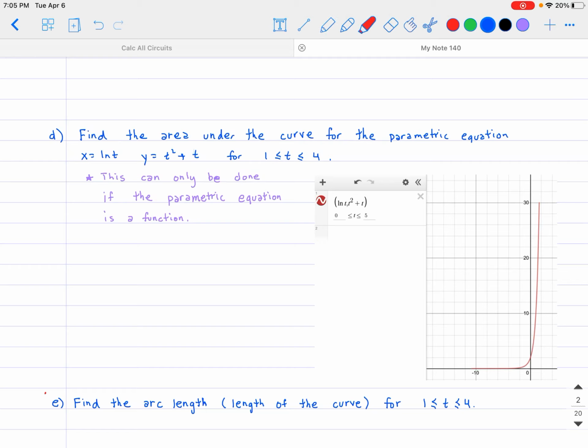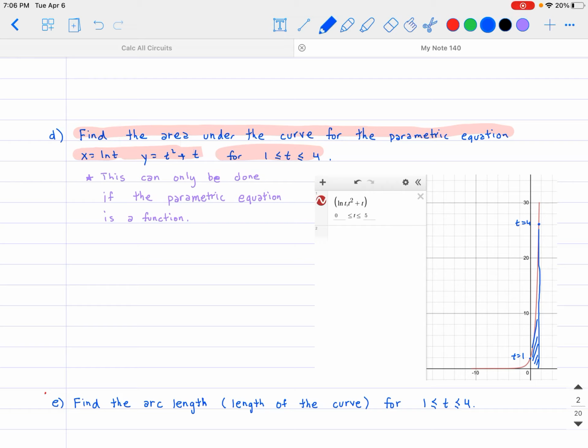What I want to do now is find the area under the curve of the parametric equation x = ln t and y = t squared plus t for values of t between 1 and 4. Somewhere over here, if you remember, is when t is equal to 1, and somewhere over here is t equal to 4. I want to find the area under the curve of that portion.